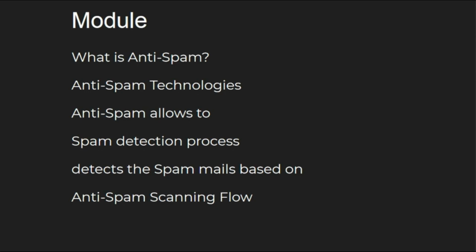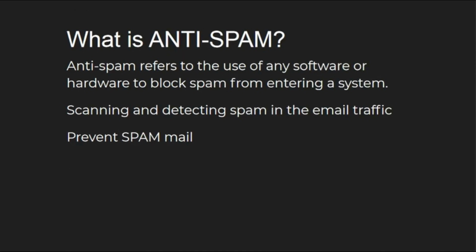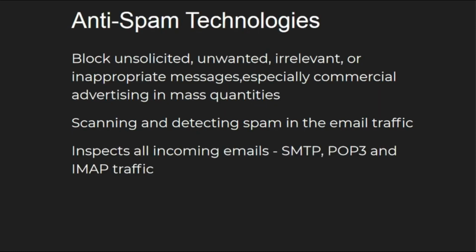So let's discuss what anti-spam is. Let's first understand spam. Spam refers to the use of electronic messaging systems to send unsolicited messages, especially advertising messages, to a group of recipients. Unsolicited message means the recipient did not grant permission for those messages to be sent. So anti-spam refers to the use of any software, hardware or process to block spam from entering a system. Anti-spam software is used to set up protocols to determine unsolicited and unwanted messages and prevent those messages from entering the user's inbox. So it's scanning and detecting.